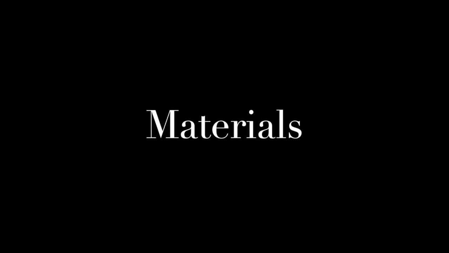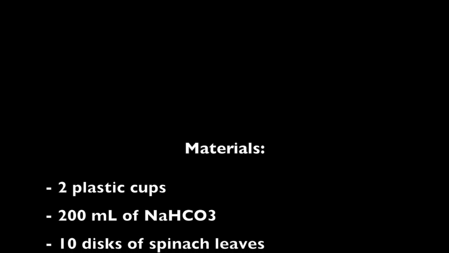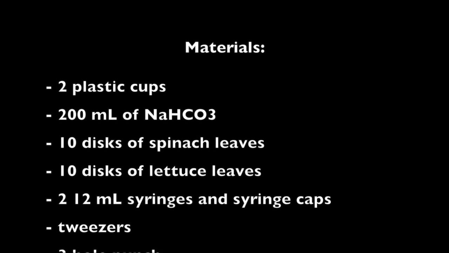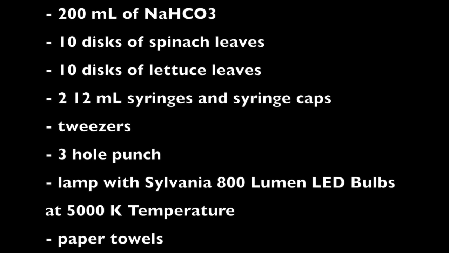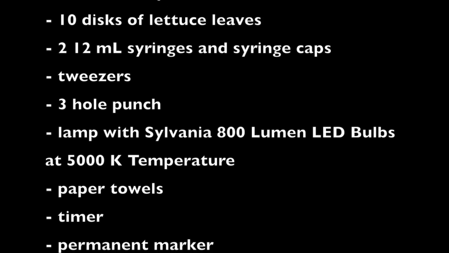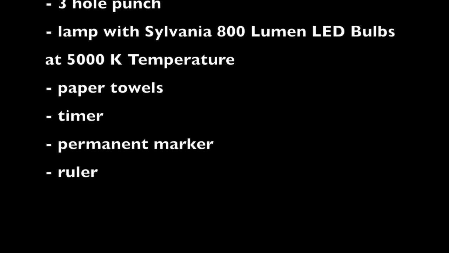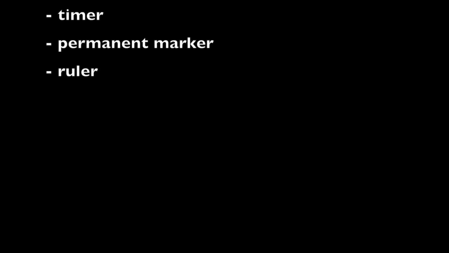Now for the materials. For this lab, you will need 2 plastic cups, 200 milliliters of bicarbonate, 10 discs of spinach leaves, 10 discs of lettuce leaves, 2 12 milliliter syringes and syringe caps, tweezers, a hole punch, a lamp with Sylvania 800 lumen LED bulbs at 5000 K temp, paper towels, a timer, a permanent marker, and a ruler.